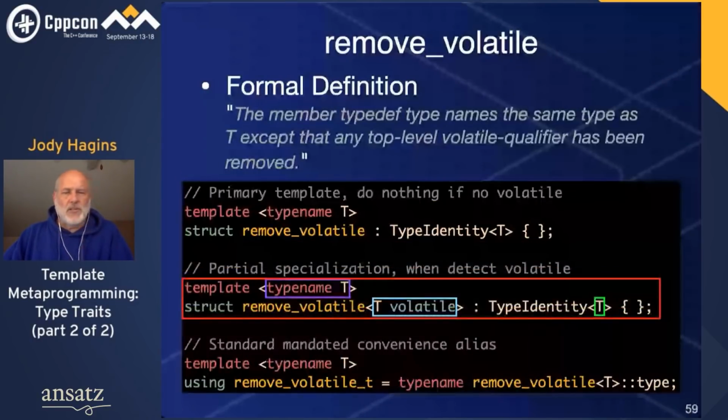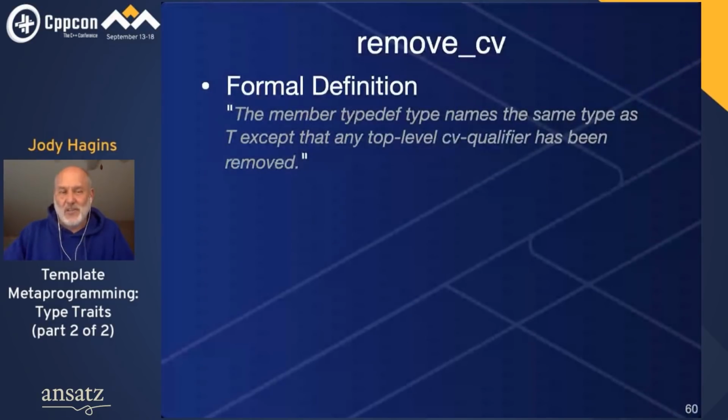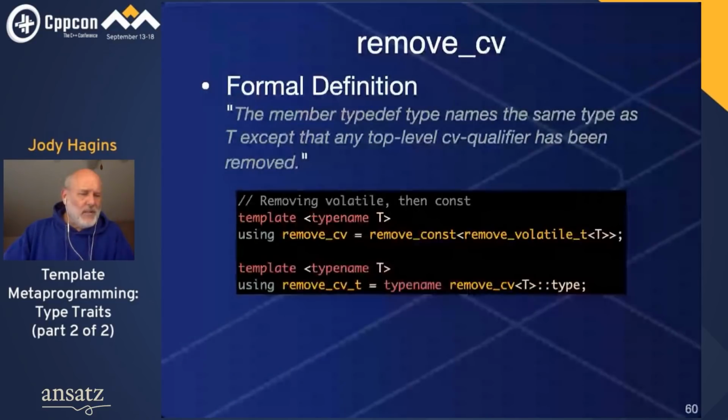Now, in our partial specialization, if volatile is part of the type, then we're going to pull the volatile piece out, and all the pieces of the type that are left, we're going to use those as the green piece that goes into the T. And we're going to inherit from type identity, which, if you remember, exposes a public type named type, which will be T. And so we will have removed our volatile just like we have removed our const. So remove CV. The formal definition says that it's going to remove any top-level CV qualifier. So basically, it's going to remove const and volatile. And so in this case, what we're going to do is remove volatile and then const.